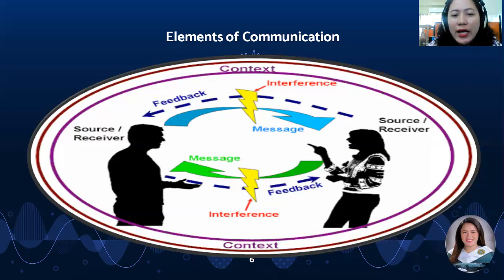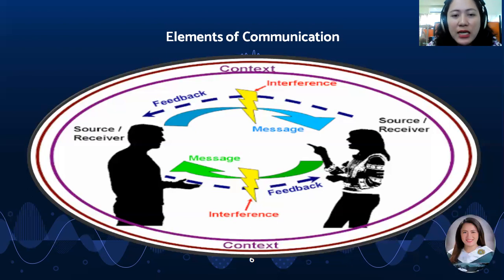So, that's why in the illustration, you can see that the conversation is surrounded by the circle labeled as context, because the entire interpretation of the meaning of the message will really depend according to the context. And aside from the context, there is a frame of reference quite similar to context, and that is the field of experience of both the communicators.